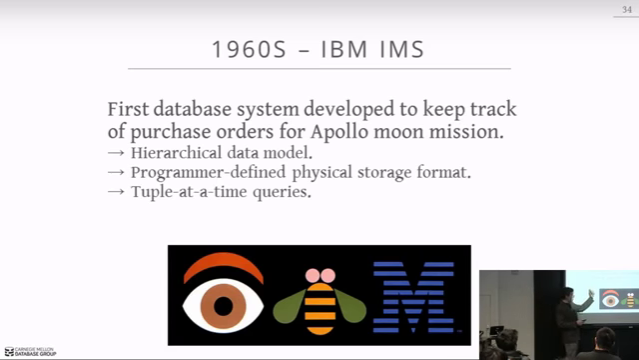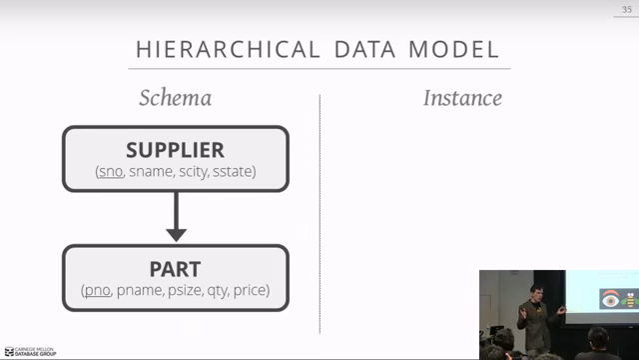The other weird thing about IMS is that it had this tuple-at-a-time interface, where you'd have to write your own procedural code to traverse the data structure and access tuples one at a time. Whereas the relational model is based on a bag algebra, a set algebra, so you can deal with a large number of tuples really simply with easy queries.